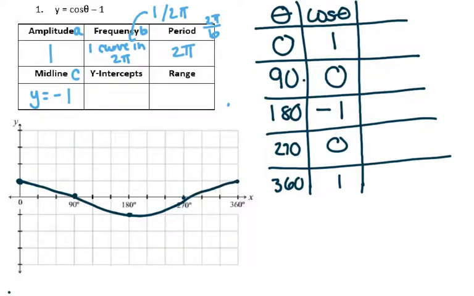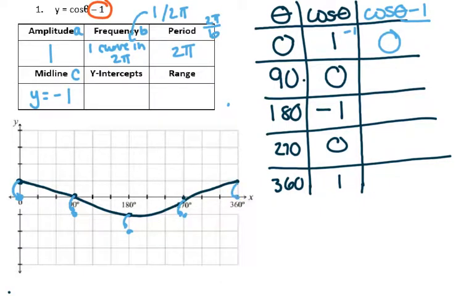However, because I have a midline that's equal to -1, when I go to graph my cosine theta minus 1, I'm essentially taking each of these values and shifting it down 1 point. So my point that was 0, 1, I'm now going to subtract 1 from that and get 0. I'll do the same for the rest of my points. I'm essentially just shifting each one down 1 place.